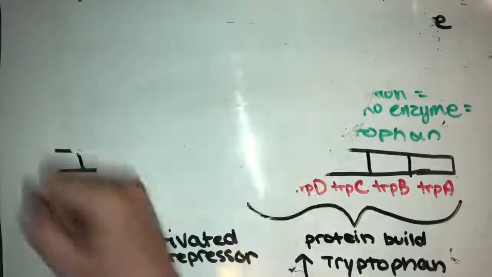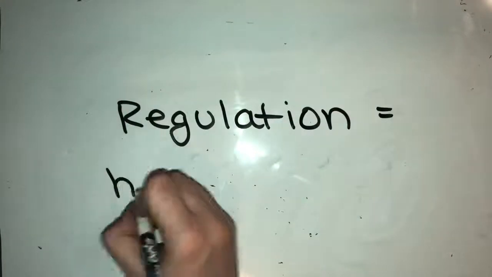Now, these are the ways a cell can regulate its genes, which is essential for cells to survive.